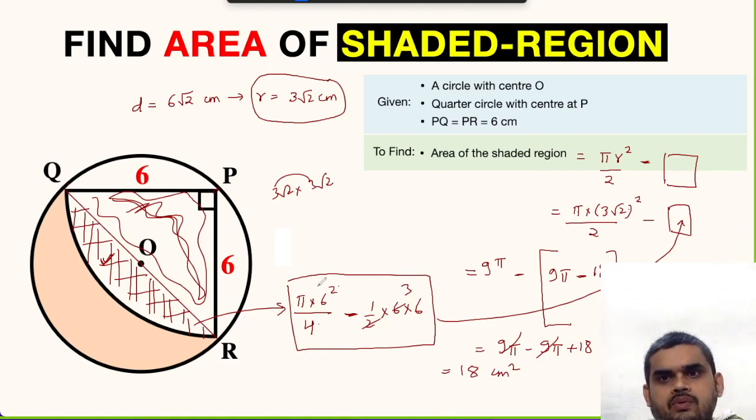So we got the area of the required shaded region. That means this region is 18 centimeter squared.